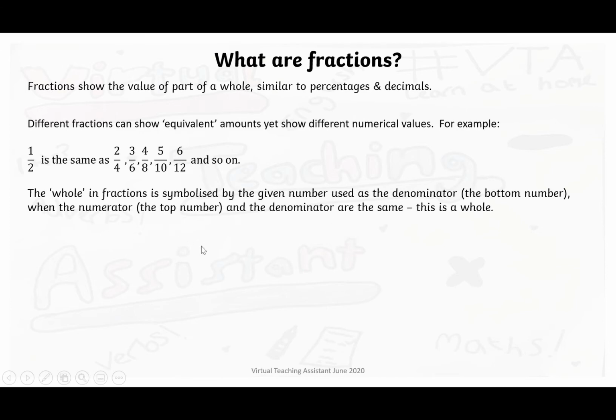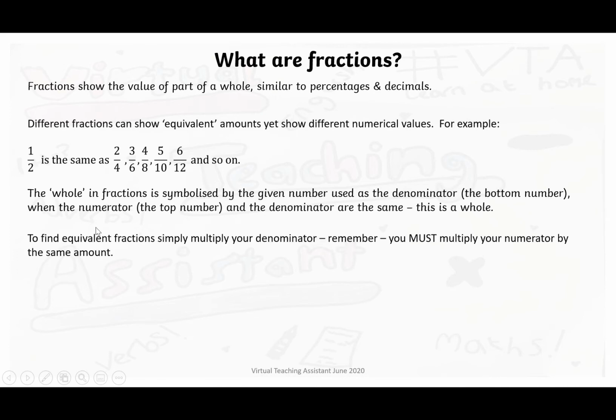The whole in fractions is symbolized by the given number and it's used as the denominator, which is the bottom number. So when the numerator, the top number, and the denominator are exactly the same, that makes a whole. So if I had 12 twelfths, I'd have eaten a whole pizza. To find equivalent fractions, all you need to do is multiply your denominator. Anything you do to your denominator, multiply, divide, subtract, add, you must do the same to the numerator, otherwise that will change your fraction.